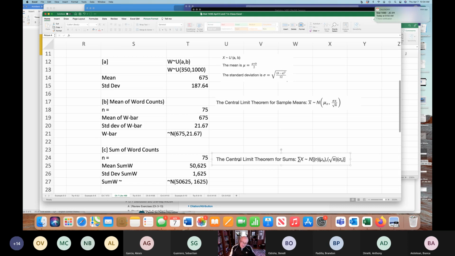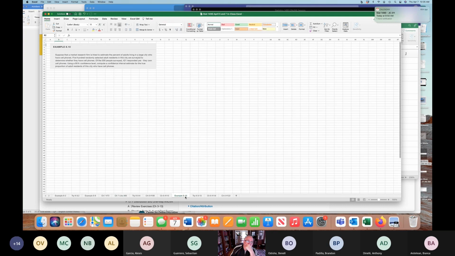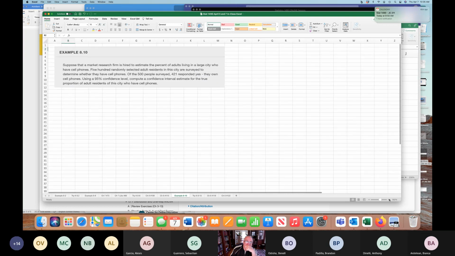Okay. How about problems from chapter 8? We still have some problems we've never done. Like this one. We've never really talked about the normal approximation to the binomial. That's another way of doing this.